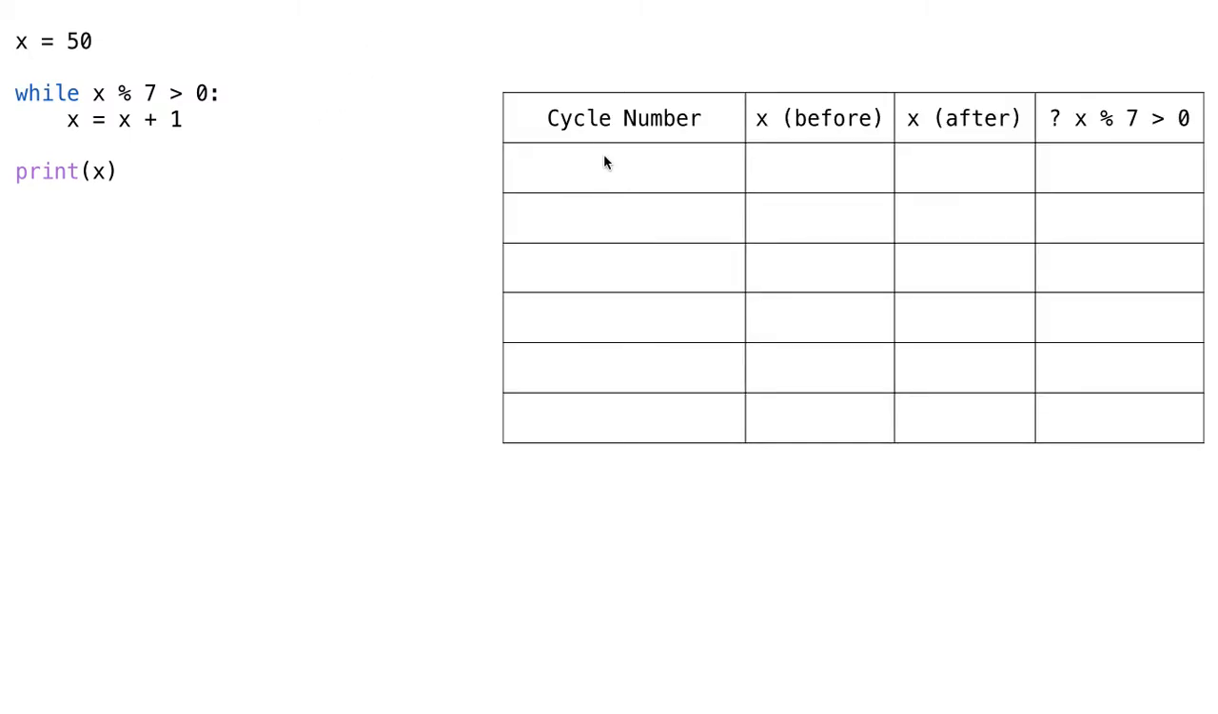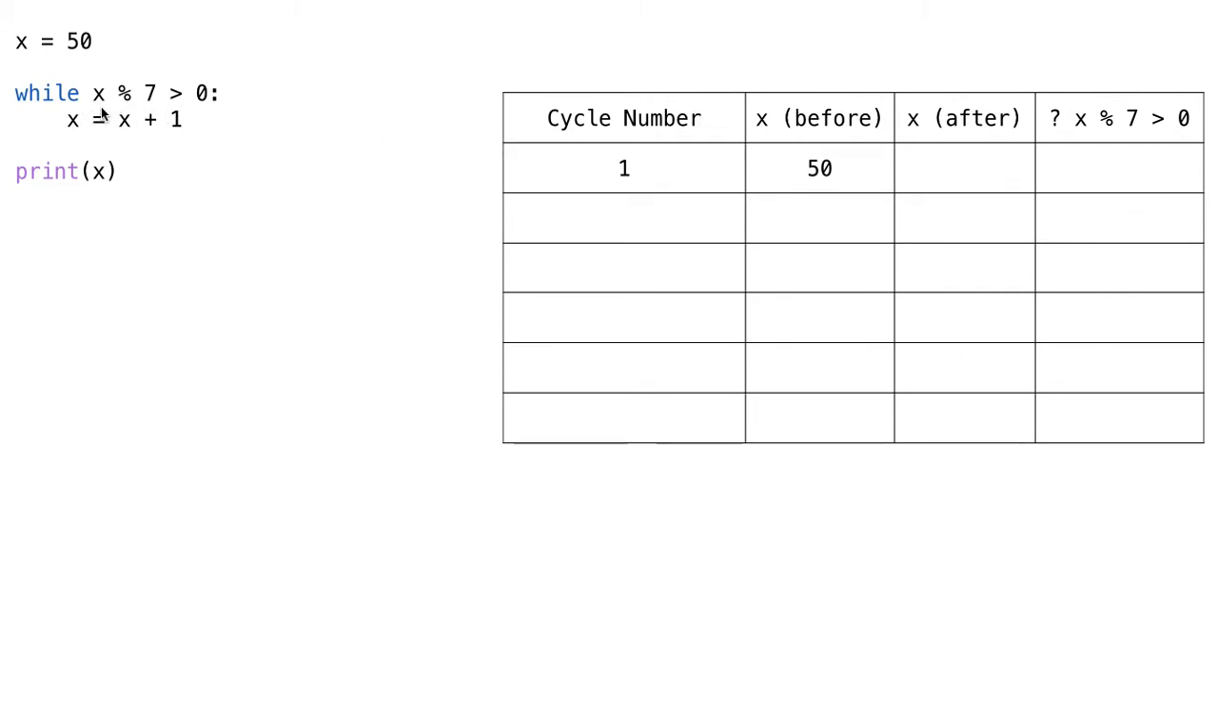So filling out this table, again, a column for the cycle number, a column for the value of x before we go through a cycle of the loop, the value of x after we go through a cycle of the loop, and then checking if the condition in the while loop is in fact true. So first time through the loop, x is defined as 50 beforehand, so before we even start running through the indented statements, x is assumed a value of 50.